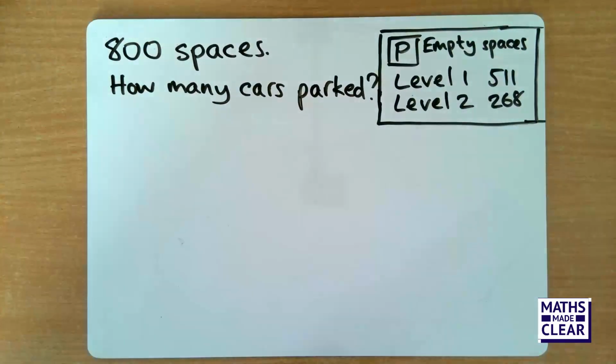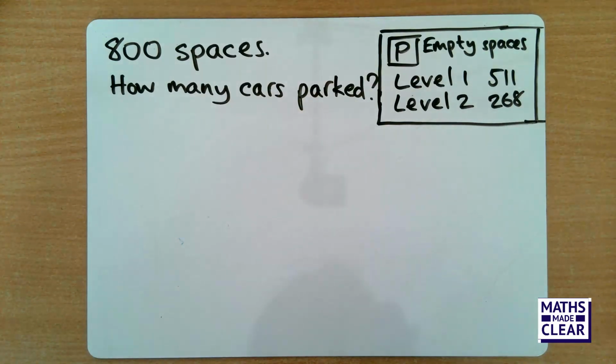Well, the first thing is to visualise a car park, which might be easy for you or me, but might be trickier for children. But have a think about it. So when you go to a car park for a supermarket or go into the shops, some spaces are going to be occupied and some are not. And we know that there are 800 spaces on each level. Let's have a look at the sign though. Does it tell us how many spaces are taken up, or does it say how many spaces are empty? Have a look at the top, it says empty spaces. So level 1, there are 511 empty spaces.